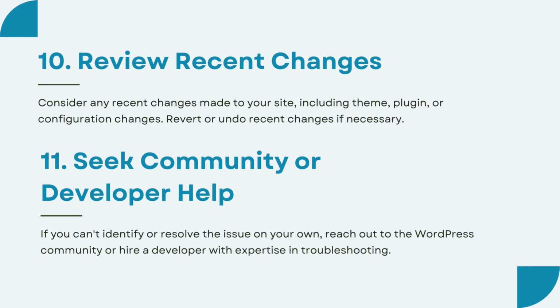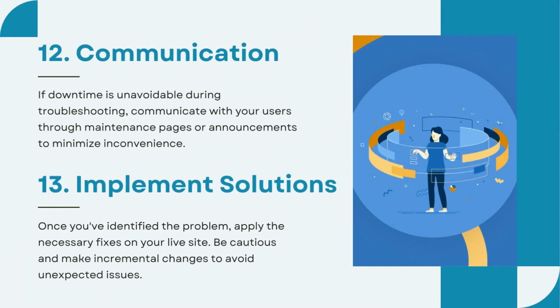11. Seek community or developer help. If you can't identify or resolve the issue on your own, reach out to the WordPress community or hire a developer with expertise in troubleshooting. 12. Communication. If downtime is unavoidable during troubleshooting, communicate with your users through maintenance pages or announcements to minimize inconvenience.